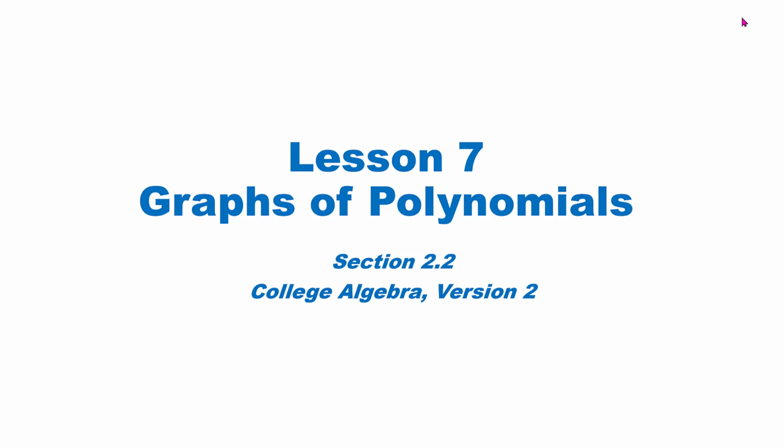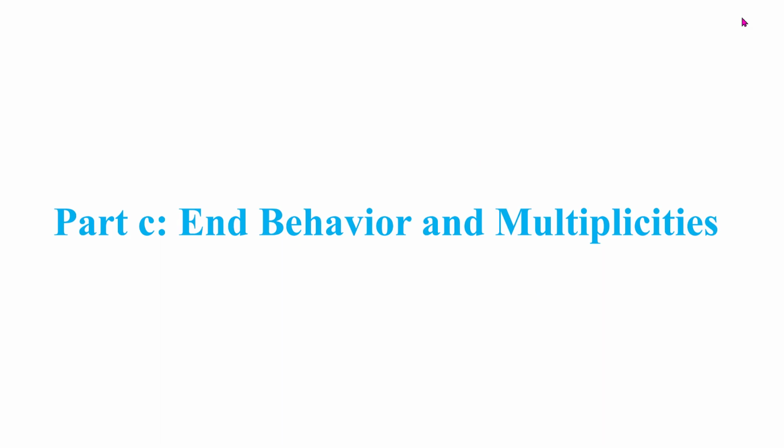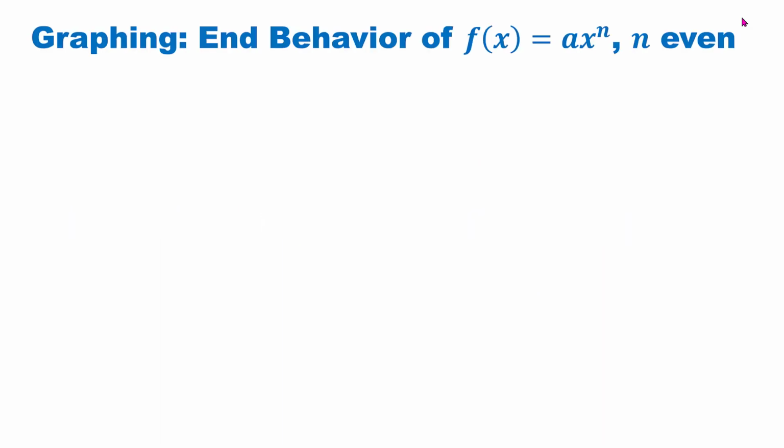This is the third part of Lesson 7, Precalculus, Graphs of Polynomials, coming from Section 2.2 in the College Algebra textbook. And we're going to be looking at end behavior and multiplicities, starting with end behavior. To determine the end behavior of a polynomial, we're going to be looking at its leading term.